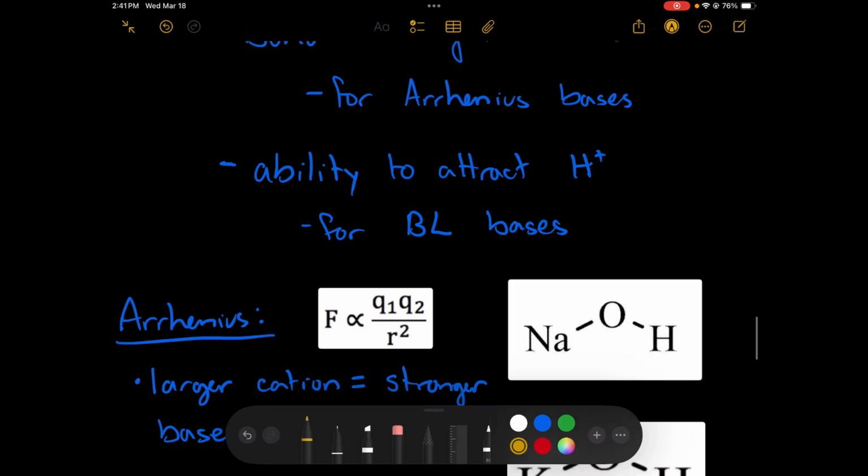But if you're talking about Bronsted-Lowry bases, that's a completely different way to be basic, right? We need to attract a hydrogen ion to be basic in the Bronsted-Lowry definition. So our ability to do that controls our strength.